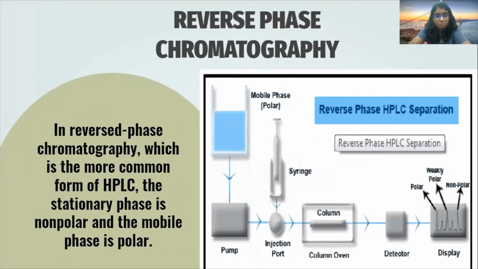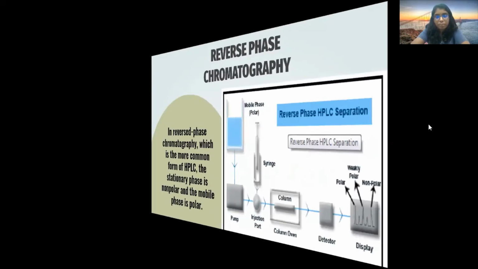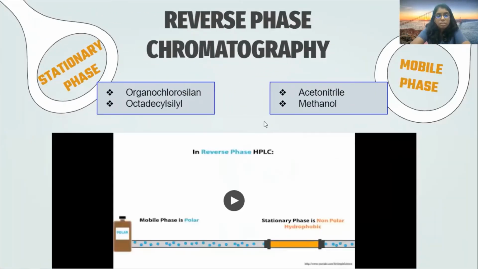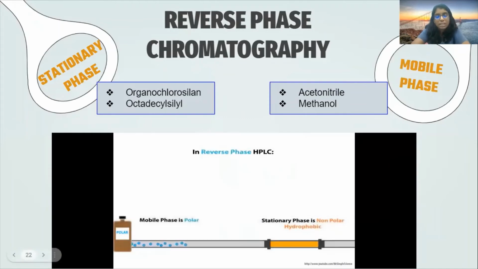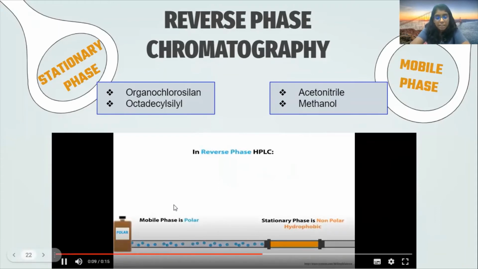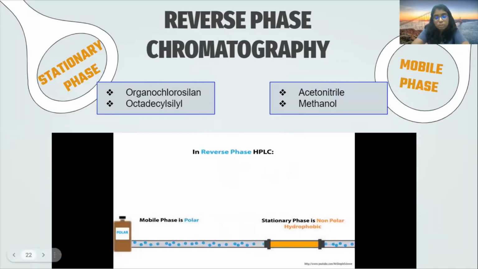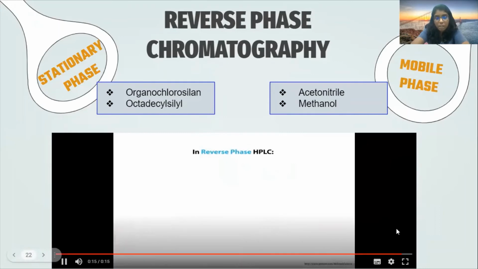Reverse phase chromatography is one of the most common forms of HPLC, in which the stationary phase is non-polar and the mobile phase is polar. In reverse phase chromatography, the stationary phase can be made up of organochlorosilane or also octadecylsilane, and the mobile phase is made up of acetonitrile or methanol. If you look at this animation, it can be seen that the solvent is flowing from the mobile phase, which is polar, to the stationary phase, which is non-polar and hydrophobic.